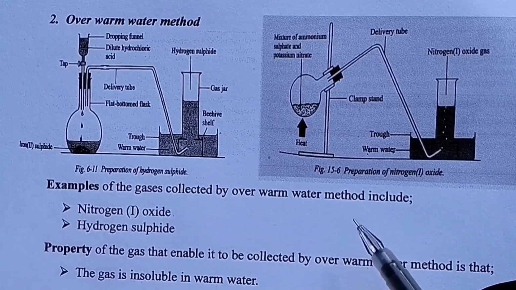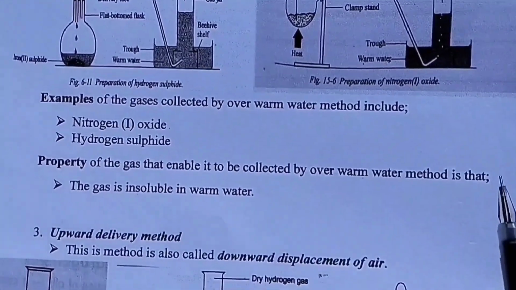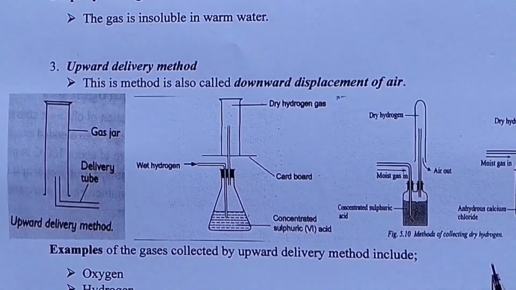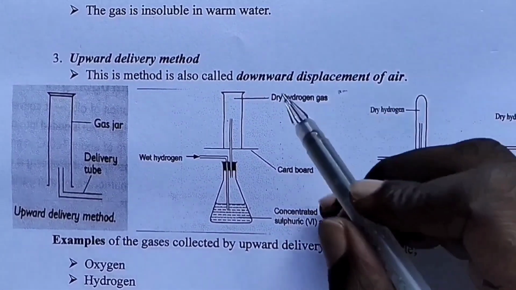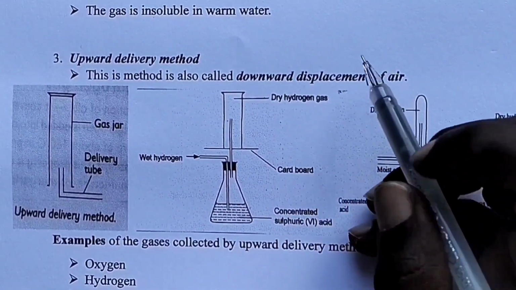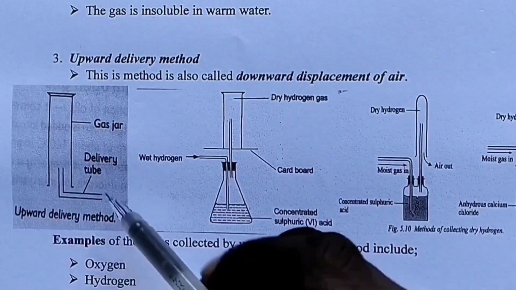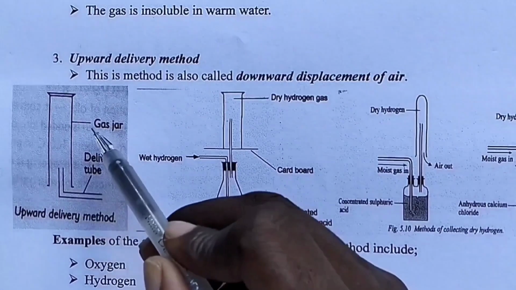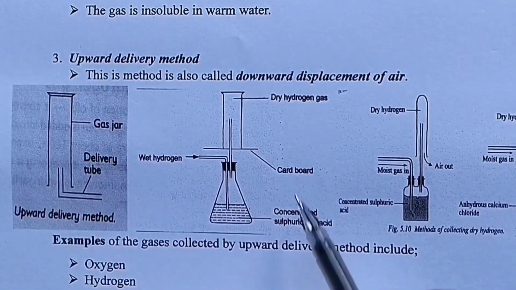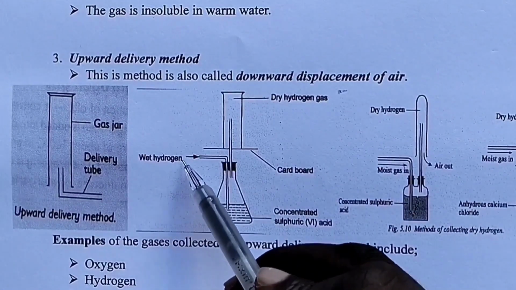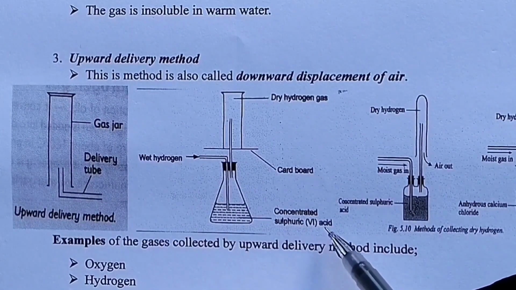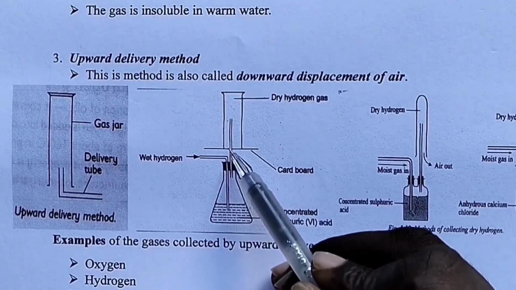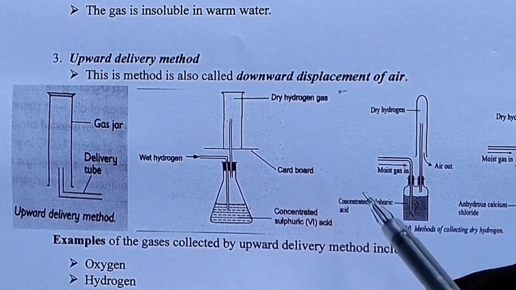So let's proceed to the third method of gas collection. It's called the upward delivery tube. We're saying this method is also called downward displacement of air. This is how it looks like, the upward delivery tube. We have the delivery tube here and it's facing up. That means this is the upward delivery tube and this is the gas jar containing the gas. Here we are having wet hydrogen gas. It's dried using concentrated sulfuric acid, which is a drying agent, and the dried gas is collected by the upward delivery tube because this delivery tube is upward and we're going to have the dry hydrogen gas there.